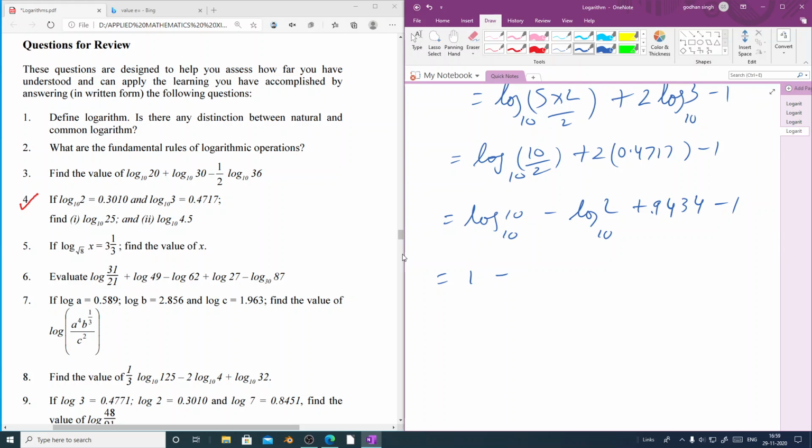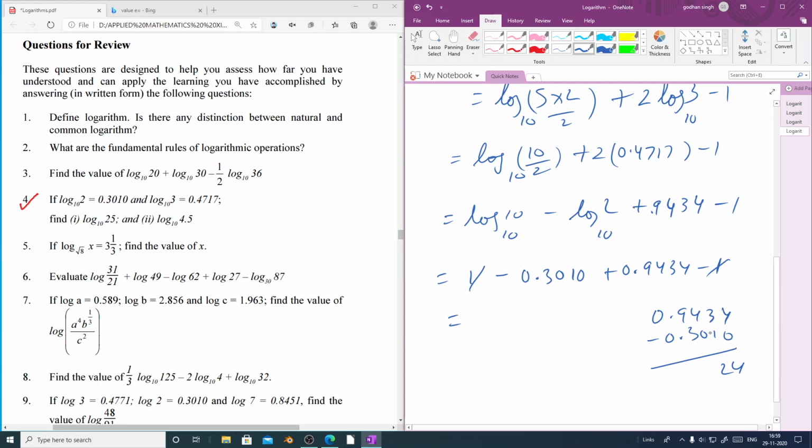So this equals log 10 with base 10, that is again 1, minus log 2, and we will put the value of log 2, that is 0.3010, plus 0.9434 minus 1. So 1 and minus 1 will cancel each other, and we will be getting 0.9434 minus 0.3010. On subtraction, this will become 4, this will become 2, this will become 4, and this will become 6. So the final answer is 0.6424. So this is the answer of question number 4, second part.